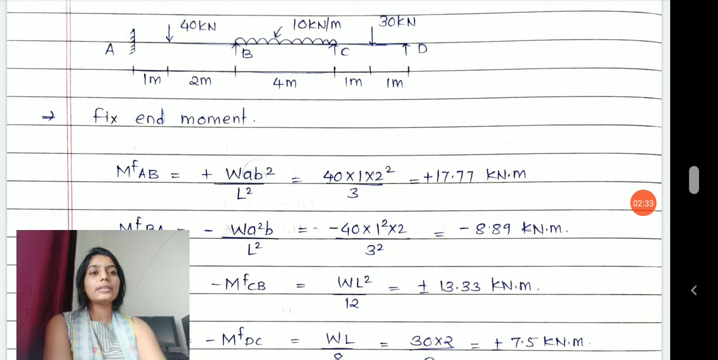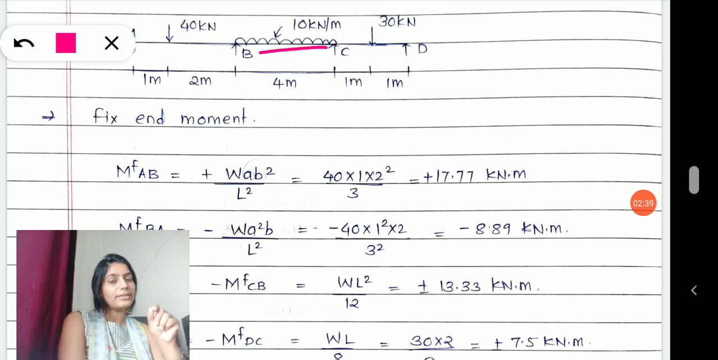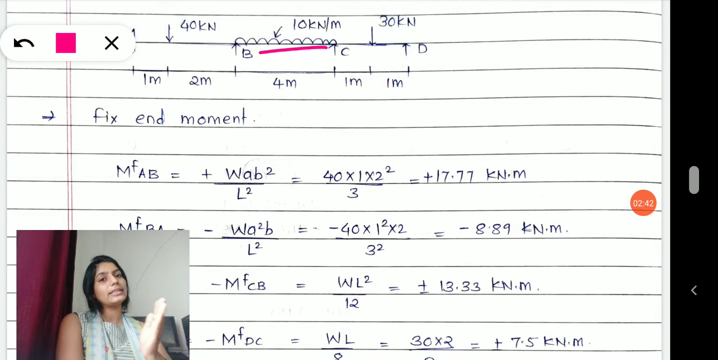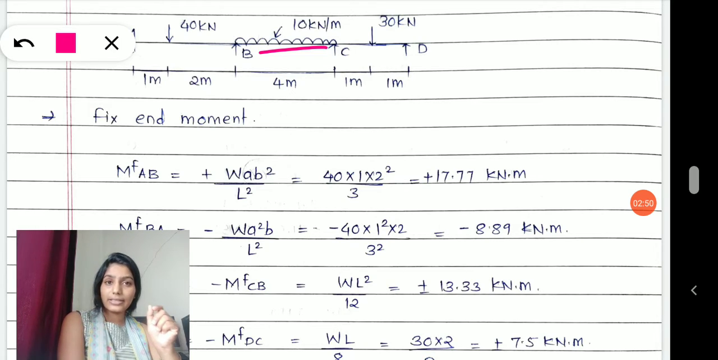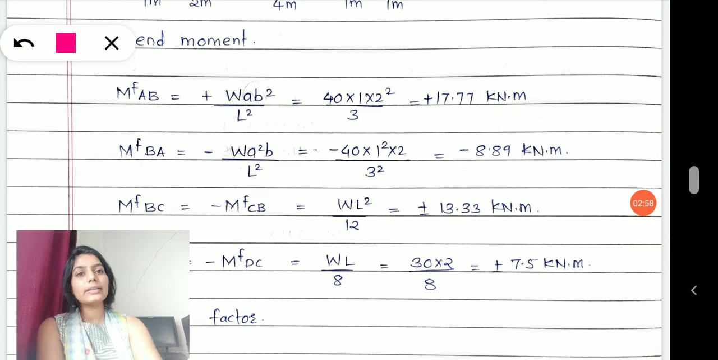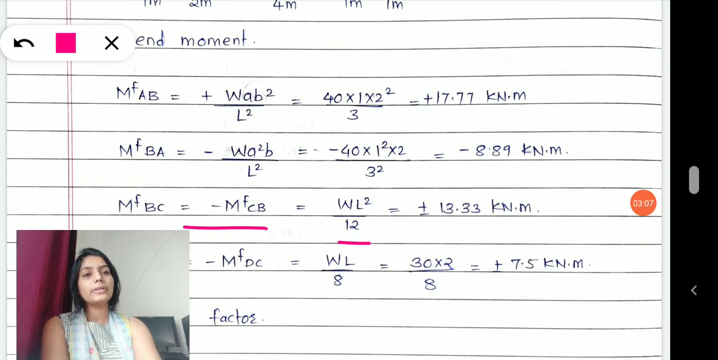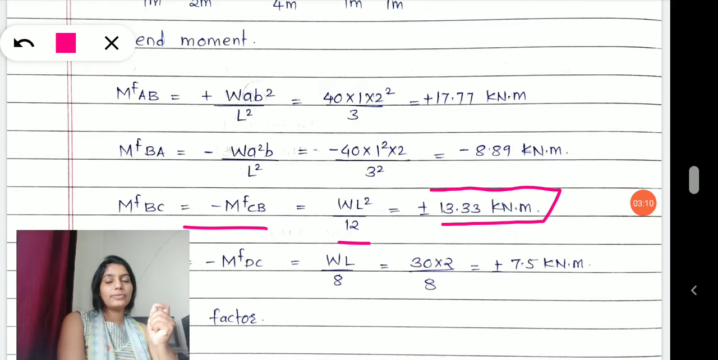Next span, you can see it has a uniformly distributed load of 10 kilonewton intensity. For that, very easy: for spans BC and CB, the formula required for calculating the fixed end moments remains the same. Only the sign convention has a little change. Therefore, I have written here that MFBC equals MFCB, only the sign changes. It will be WL square by 12, and the final value will be plus minus 13.33 kilonewton meter.